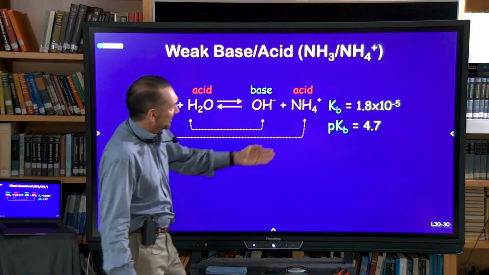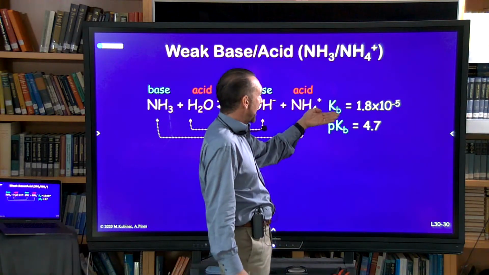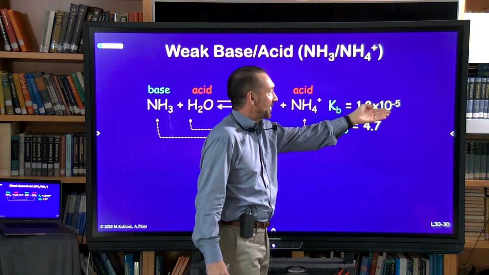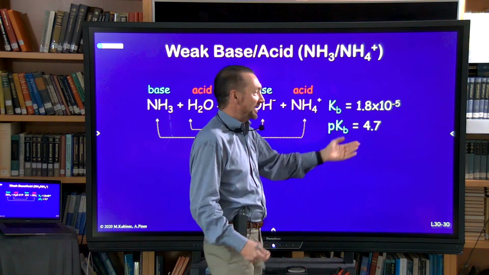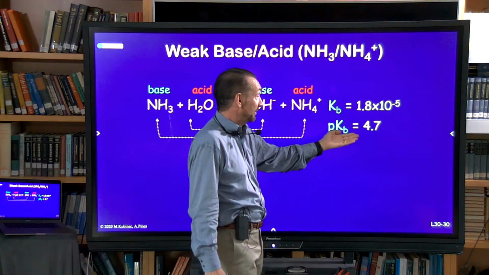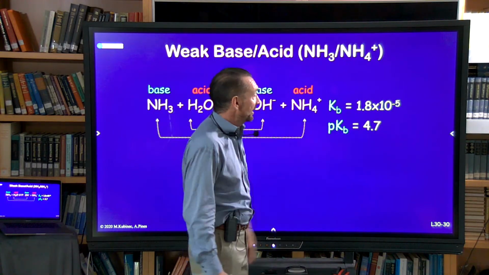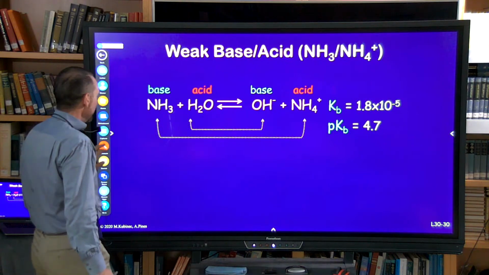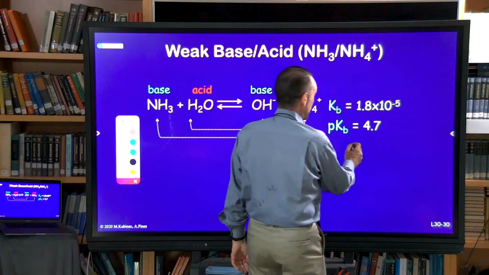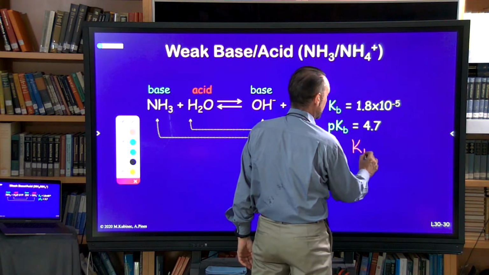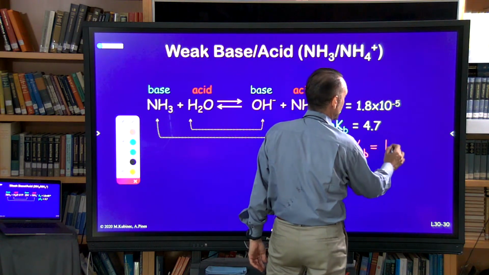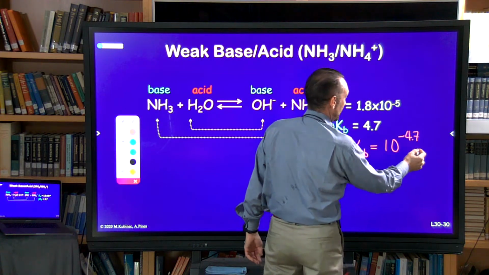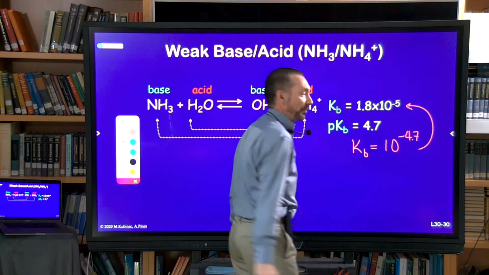But you can estimate if you said, well, the Kb is 1.8 times 10 to the minus 5, you'd say, well, the pKb is around 5, and you'd be right. And if you saw the pKb of 4.7, then you would write down, well, then Kb is 10 to the minus 4.7, which equals 1.8 times 10 to the minus 5.